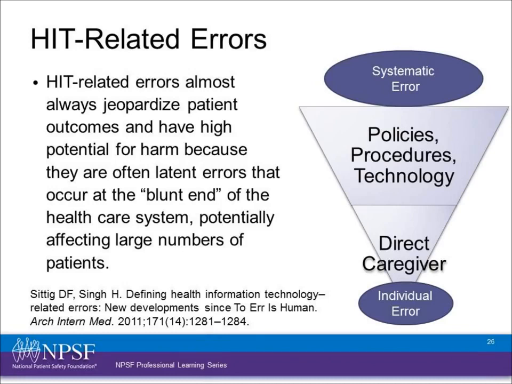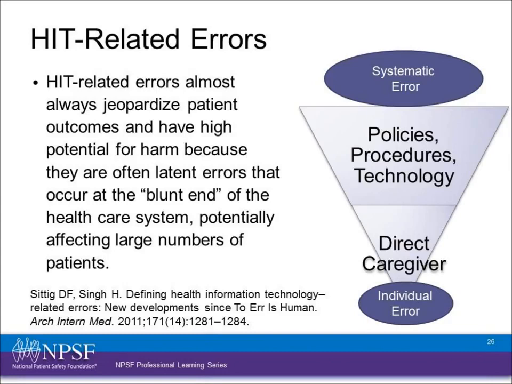We've talked for a long time about the sharp end of errors, that is, the direct caregiver working with the individual patient. The direct caregiver can make errors, and errors at the sharp end are particularly problematic because they go directly to the patient without a lot of mitigating factors in between.